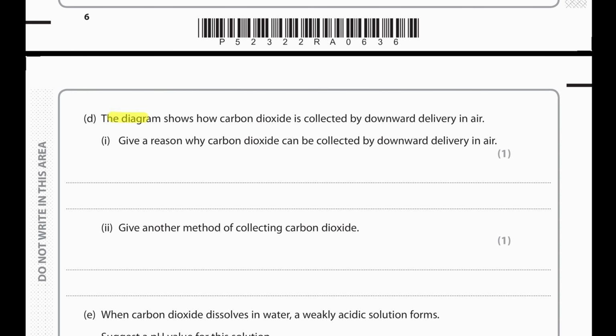The diagram shows how carbon dioxide is collected by downward delivery in air. Give a reason why carbon dioxide can be collected by downward delivery in air. The main reason for this is CO2 is dense.